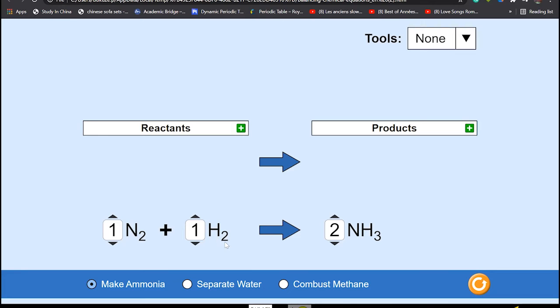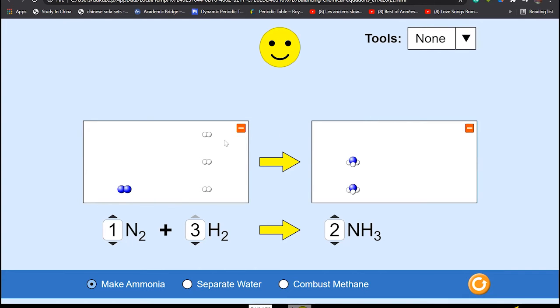Now, what about the hydrogen atoms? Here we have 2. And now here we have 6. Because here we have 6, then we can easily increase up to 3. And then you have the smiley showing that your equation is balanced. Now we can hide this to show the simulation representation. Now we can show the boxes, and we show the box for the products. You can see we have 1 nitrogen molecule which has 2 atoms and 3 hydrogen molecules combining to give 2 ammonia molecules, right? Now let's use the tools.